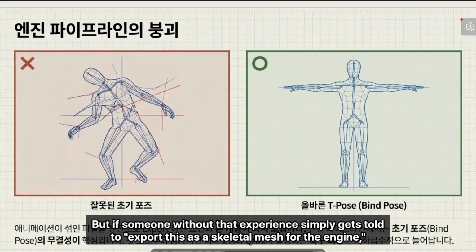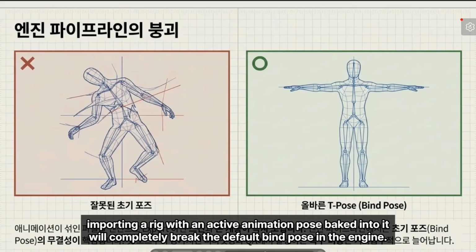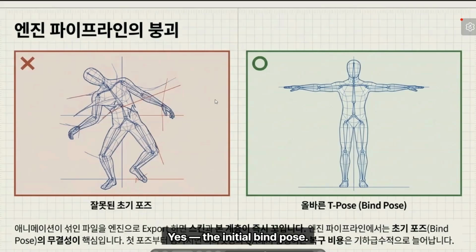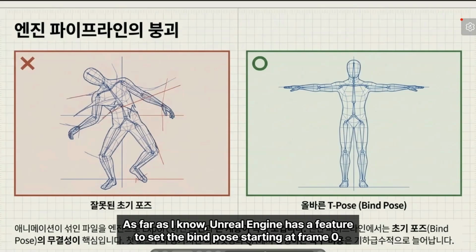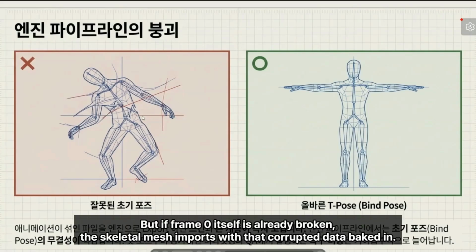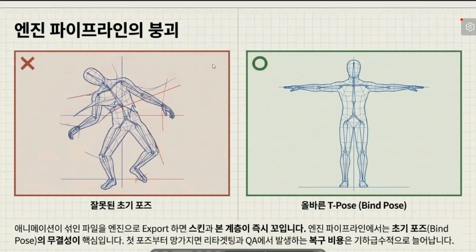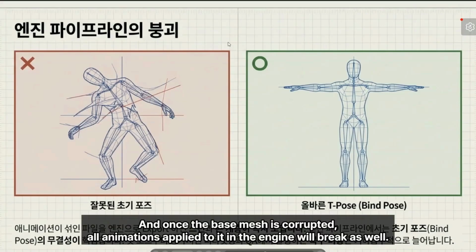But if someone without that experience simply gets told to export this as a skeletal mesh for the engine, importing a rig with an active animation pose baked into it will completely break the default bind pose in the engine. Yes, the initial bind pose. As far as I know, Unreal Engine has a feature to set the bind pose starting at frame 0. But if frame 0 itself is already broken, the skeletal mesh imports with that corrupted data baked in. And once the base mesh is corrupted, all animations applied to it in the engine will break as well.